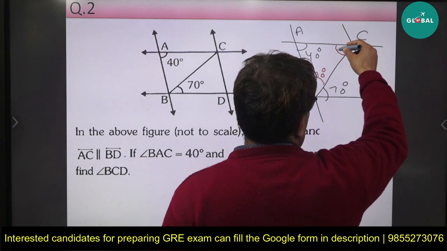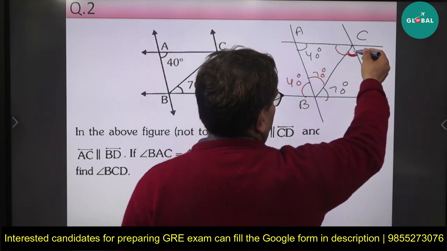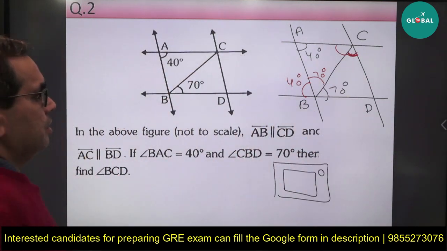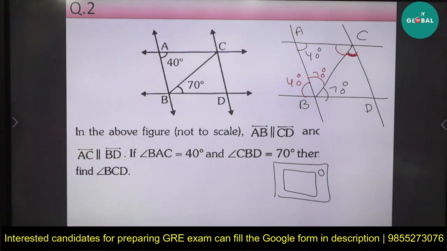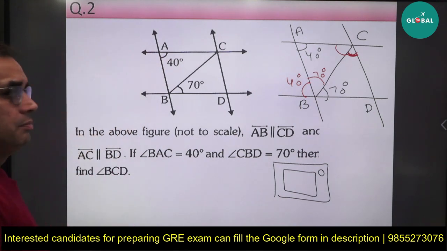ओके ये अगर कंप्यूट कर लिया हमने तो कौन सा एंगल निकाल सकते हैं हम, ये वाला भी निकाल सकते हैं. ठीक है, हमें ये निकालना है. अब ये कैसे निकलेगा, ये देखो, BCD. ओके, ये एंगल आपको निकालना है. ट्राई करो जल्दी से.